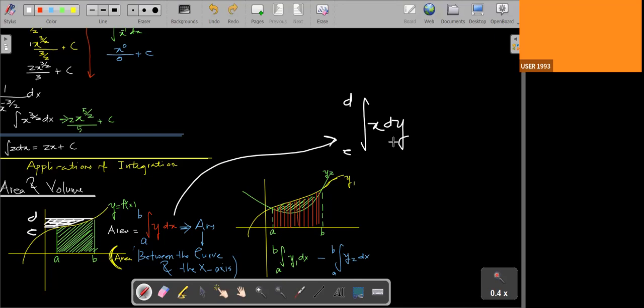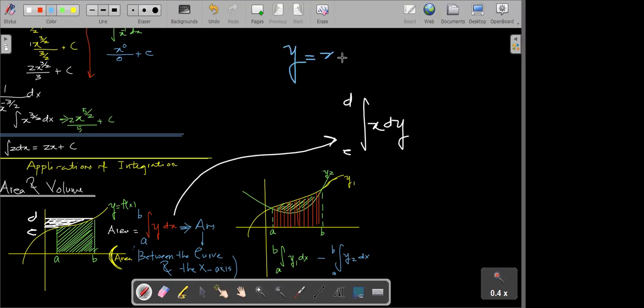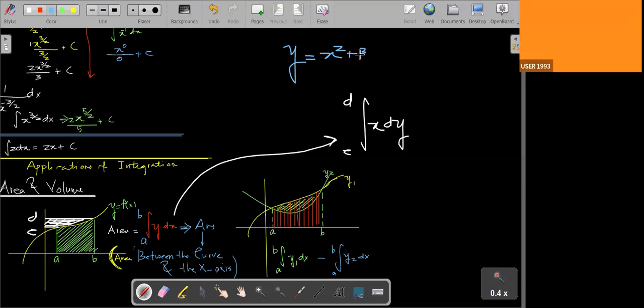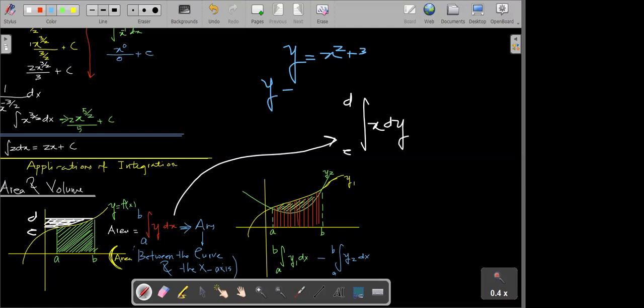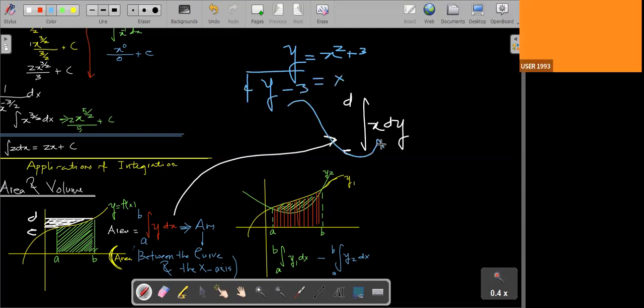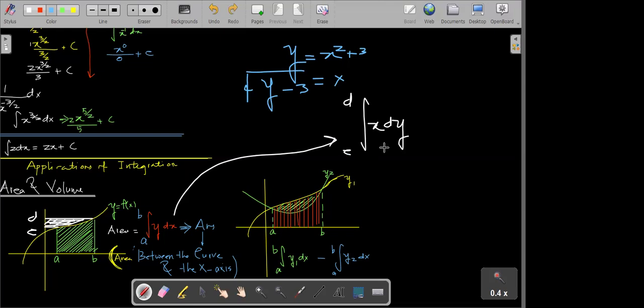For an example, say this curve's equation is y equals x squared plus 3. You want to make x a subject and input here. It's like y minus 3 square root. Okay, that's the thing. Any questions after that? No. Okay.